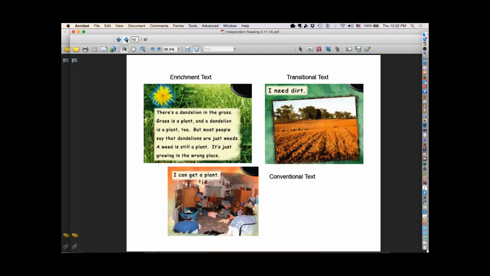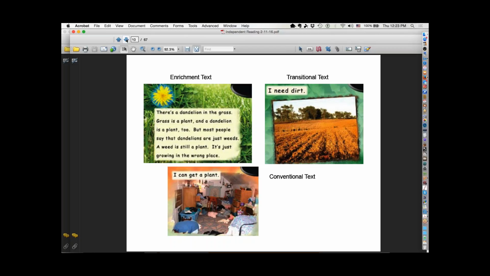So just to show you within the Plants series, this is an enrichment text. You can see there's a lot of language. There's more than one line, so we get to work on those concepts of print about following along, and then sweep and go to the next line, that idea that you go left to right, but then you sweep and go left to right again. You go from top to bottom of the page, etc.